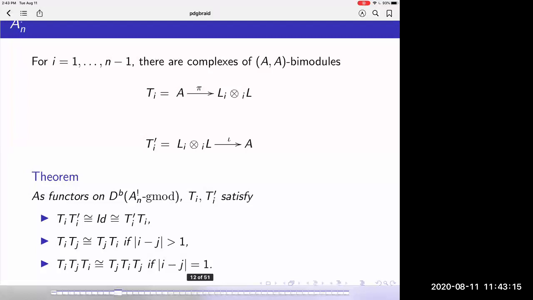Then one could see either just directly from Koszul duality or from long but doable calculations that, as functors on the derived category of graded modules for A shriek, T_i and T_i prime satisfy these braid group relations that we saw earlier.